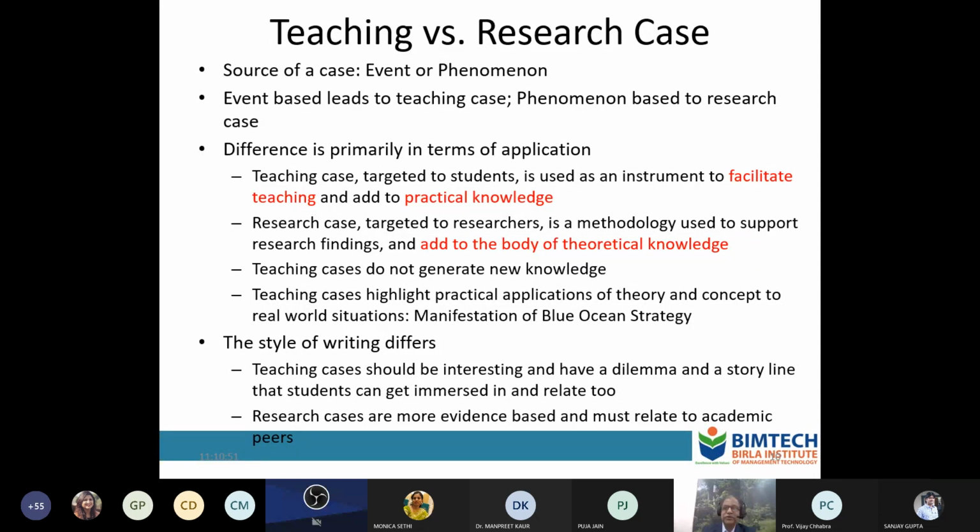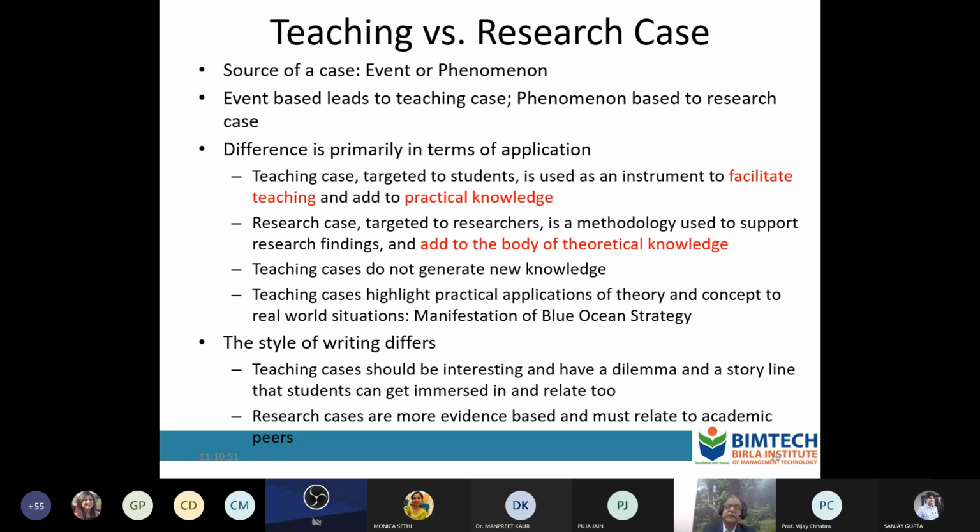So for blue ocean strategy, you can pick up a context where you see that it is being applied. That can be taken up in class and discussed with the students: what was the dilemma for which a blue ocean strategy was deployed, and how is it getting manifested. So these are the purposes of teaching cases.